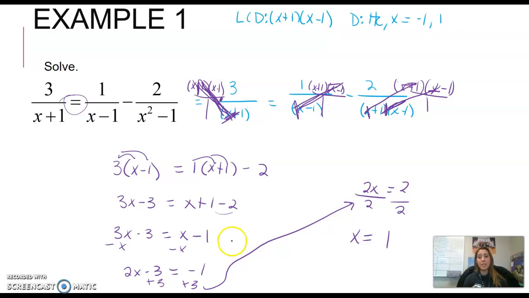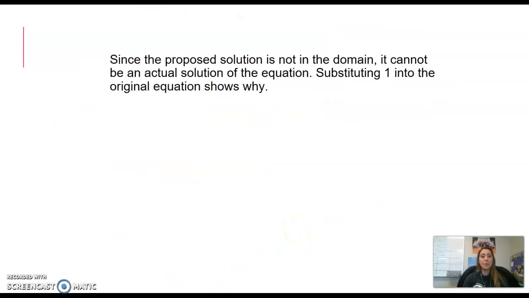Now, the question is, will that work? So I can do two things. I can go look at my domain right here, and it says it is all real numbers such that x does not equal negative 1 or 1. Well, I got that it's a 1. So that means it's probably not going to work, but what I want to do now is plug it back in. So it says, since the proposed solution is not in the domain, then it cannot be an actual solution of the equation. By substituting the 1 back in, I'm going to show you why.